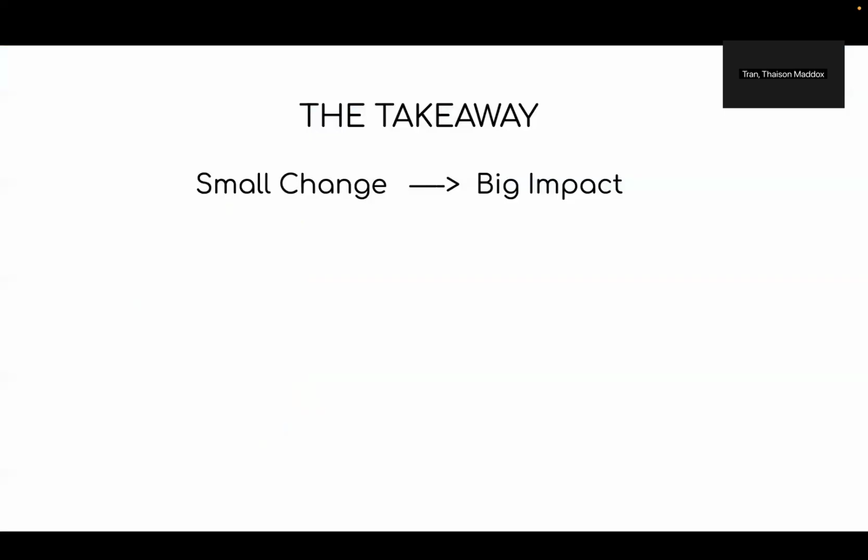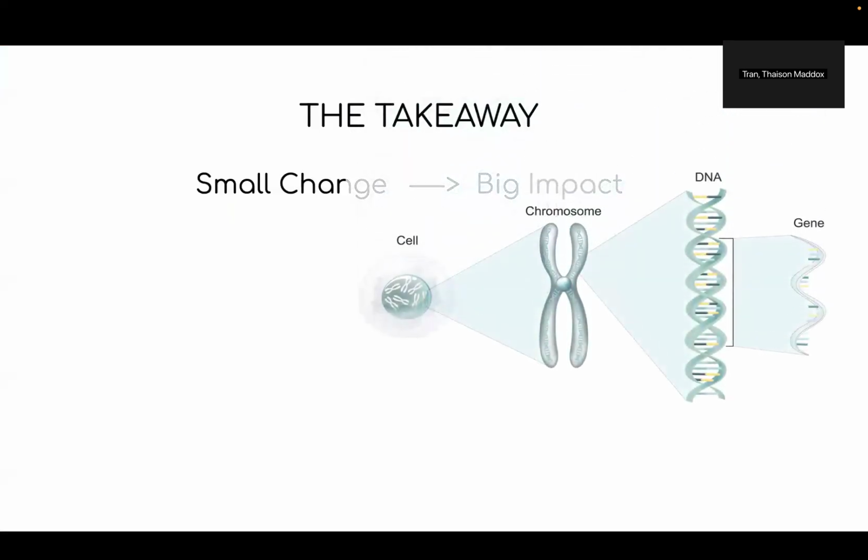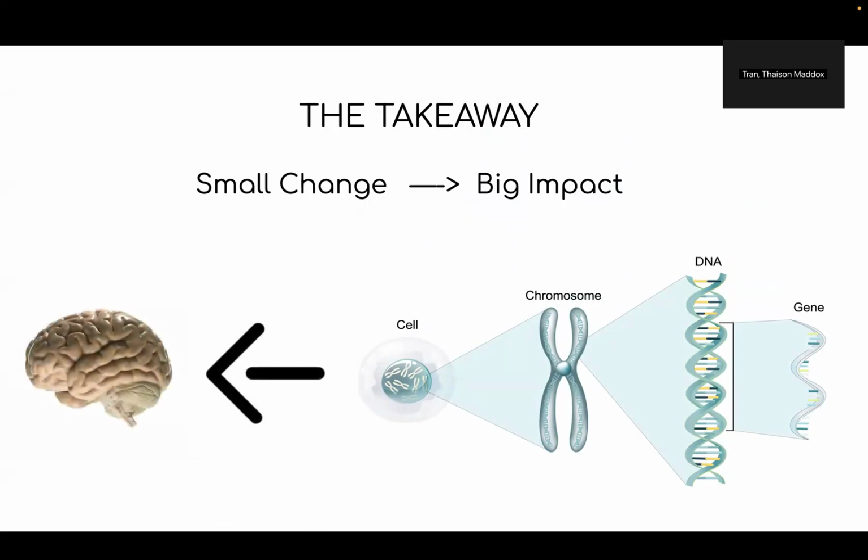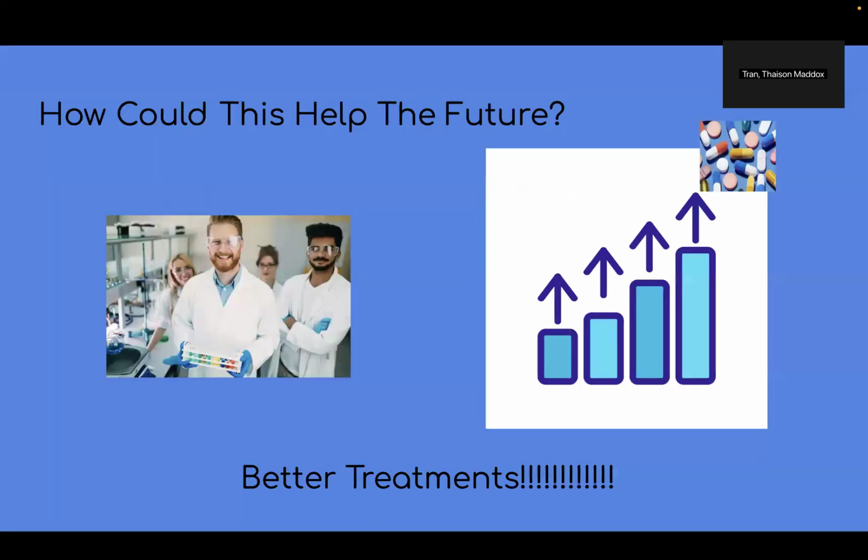And the big takeaway that we should be getting from this is that a small change can lead to a big impact. TSNARE1 is simply just a gene, but that gene being translated through the chromosome, through the cell, and within the brain can just lead to a big cataclysm of issues. And now, how could this new knowledge help us in the future? With this research, this could help scientists develop better treatments for schizophrenia, helping localize the specific issue and make medication that targets how TSNARE1 affects our brain cells.